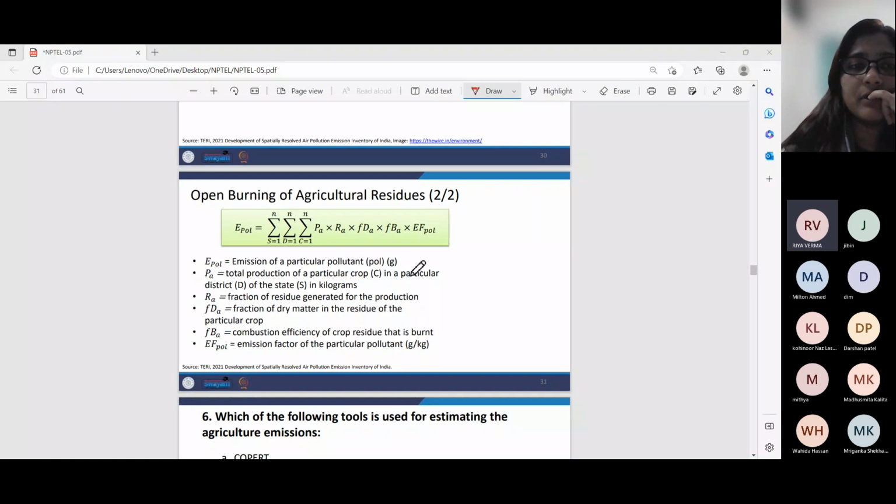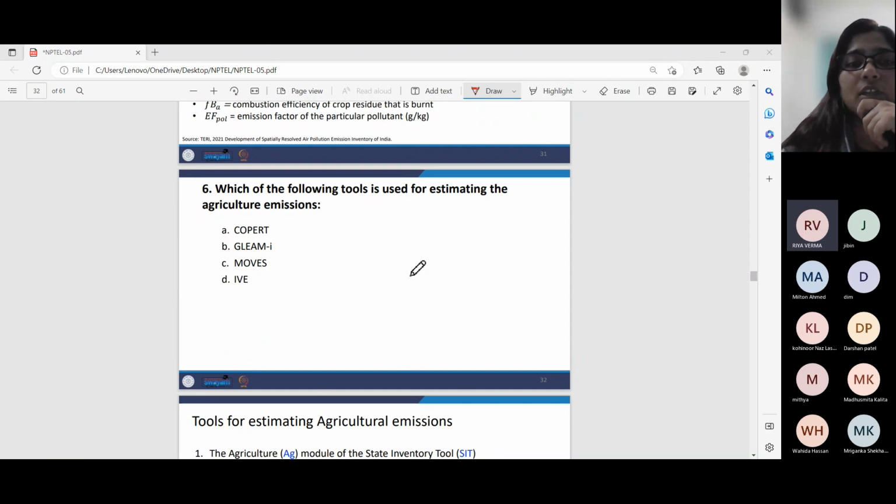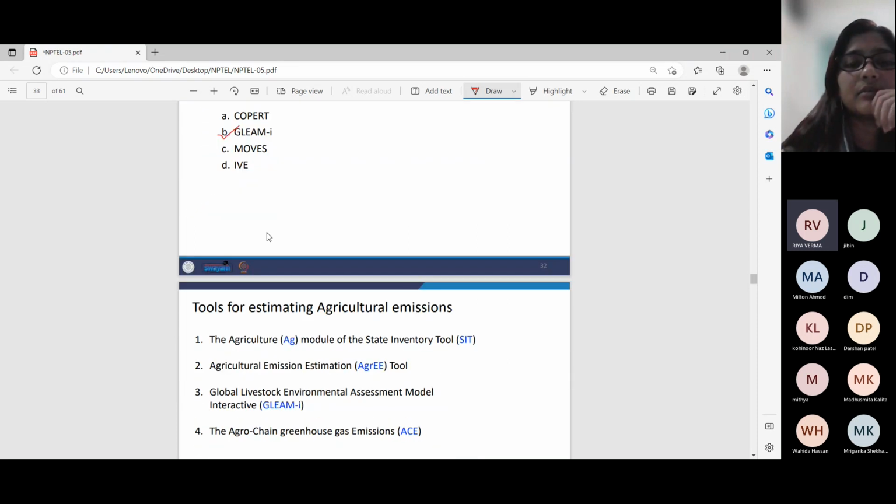Okay, so the next question is: which of the following tools is used for estimating the agricultural emissions? First is COPERT, next is GLAMI, next is MOVES, and then is IV. Ma'am, option B. GLAMI, correct answer. It will be GLAMI only.